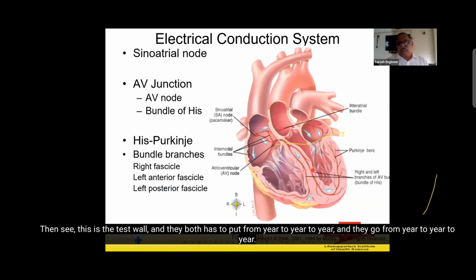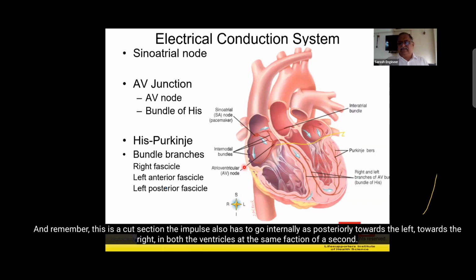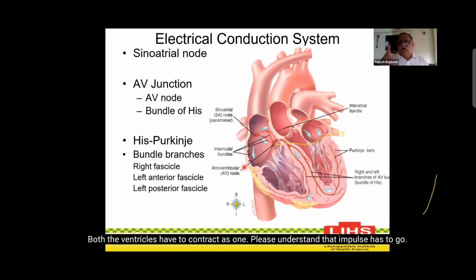Then see, this is the thickest wall. And the impulse has to go from here to here to here. And remember, this is a cut section. The impulse also has to go anteriorly, and posteriorly, towards the left and towards the right, in both the ventricles at the same fraction of a second. Both the ventricles have to contract as one big ventricle.